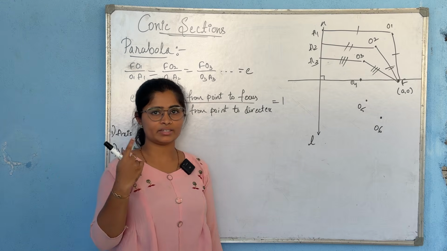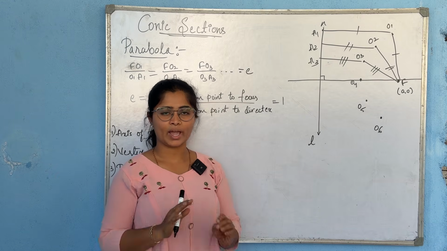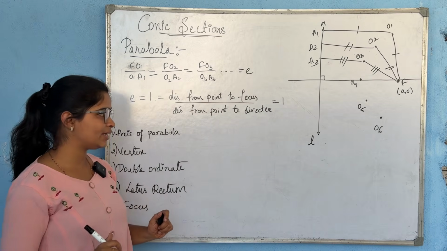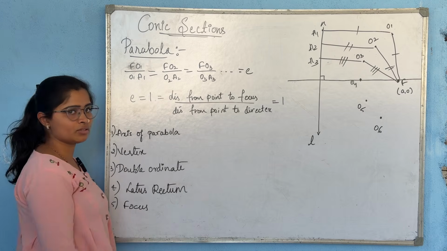Only then we will get the eccentricity as equal to 1. That will be the geometrical condition for a parabola. I hope this is clear. And next we will be discussing some standard definitions of parabola, which goes as axis of parabola.